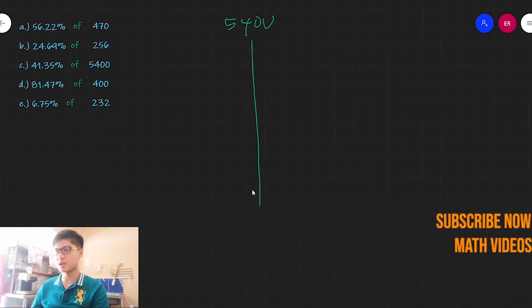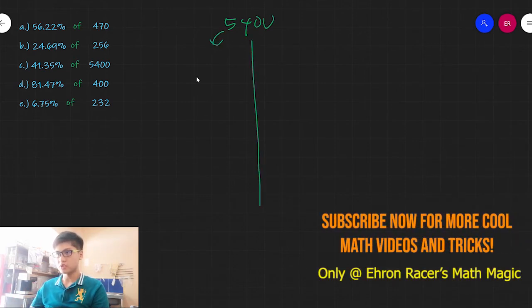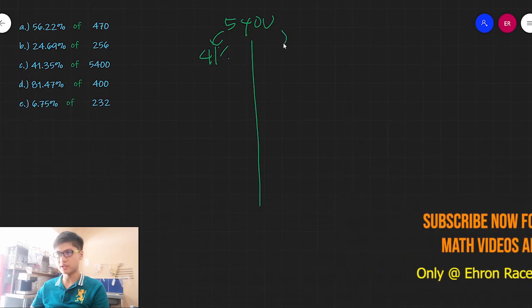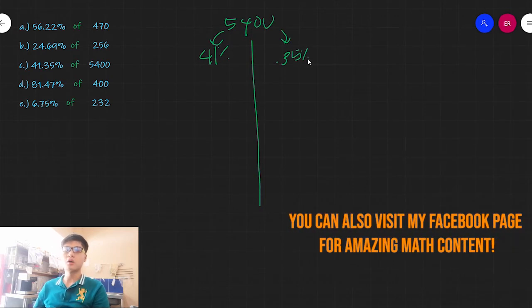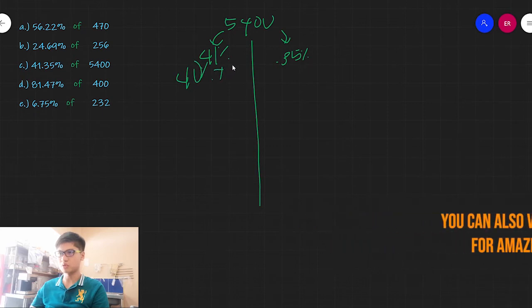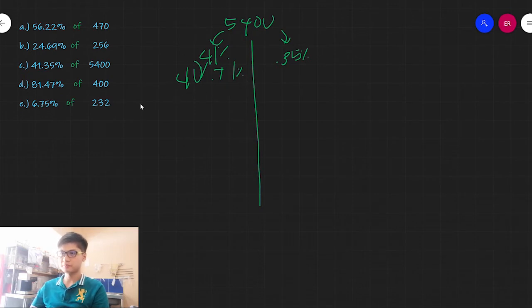Okay, so next, same procedure. What we have to do is find first 41% here, and next is to find the remaining 0.35% in this part. All right, so 41% is just like the combination of 40% of 5,400 and 1% of 5,400 combined. 40% is 10% of 5,400, which is 540. Then multiply that by 4, and we will achieve an answer of 2,160. So that's going to be 40% of 5,400.